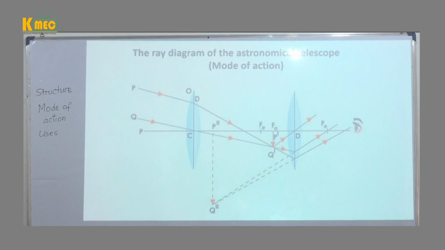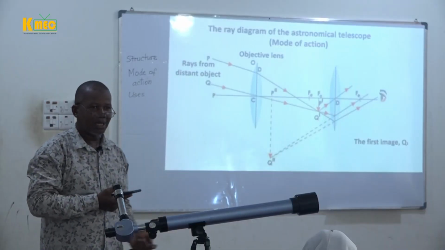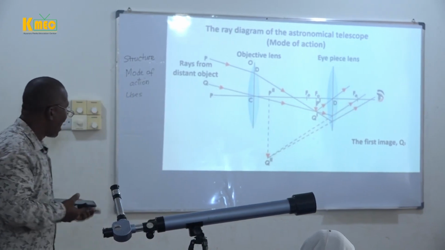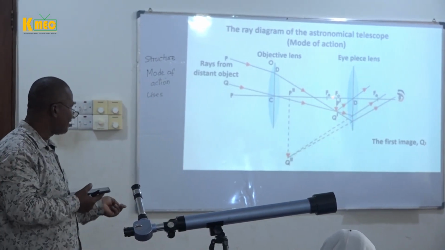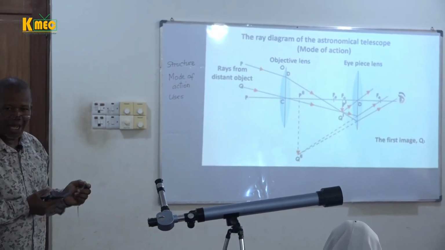After that, what next? Then we expect to have the image formed, because this convex lens converges those rays to this point Q1, right? So here we have the image formed. That image is small compared to the size of the distant object. After that, this image will act as an object for the eyepiece.